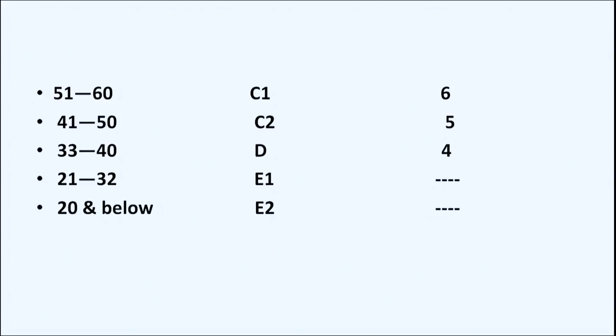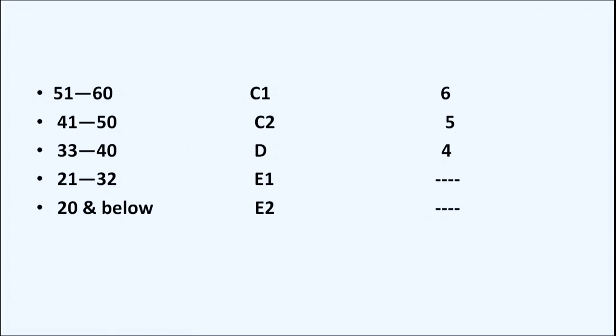51 to 60 is C1, that makes 6. 41 to 50 is C2, it makes 5. 33 to 40 is D, that makes 4, and there are no grade points after that. 21 to 32 is E1, 20 and below is E2.